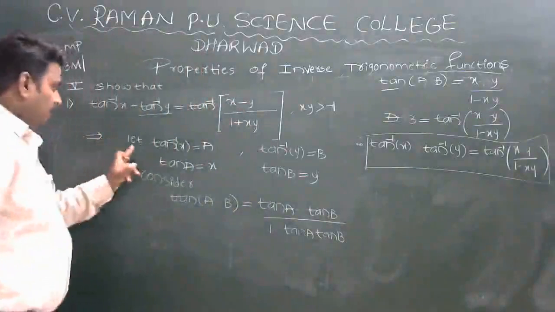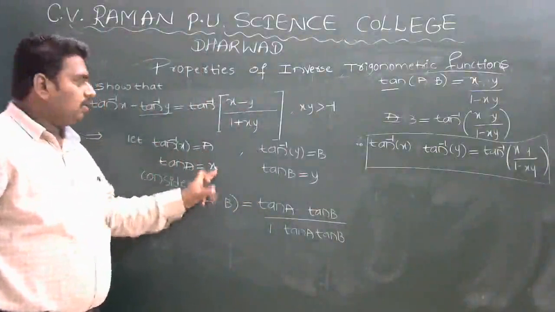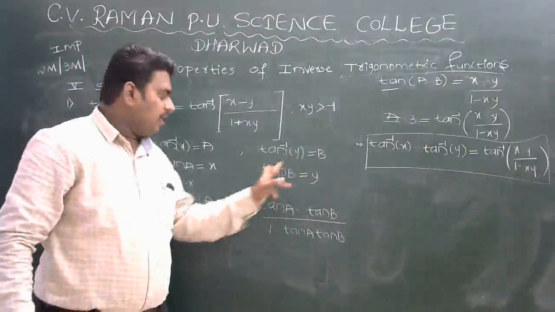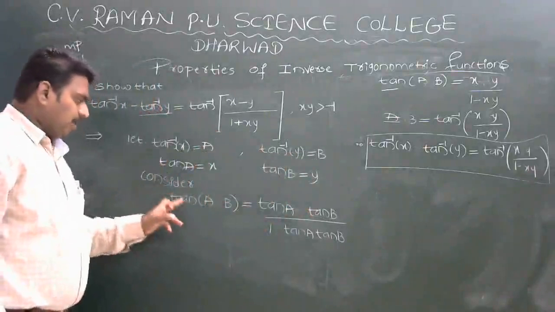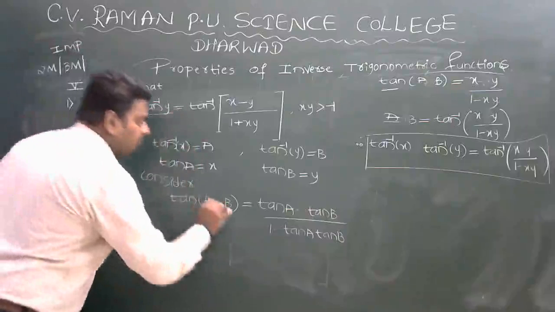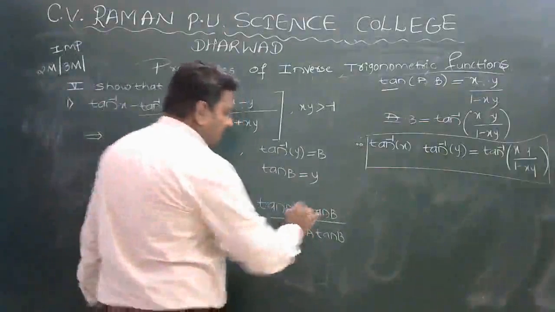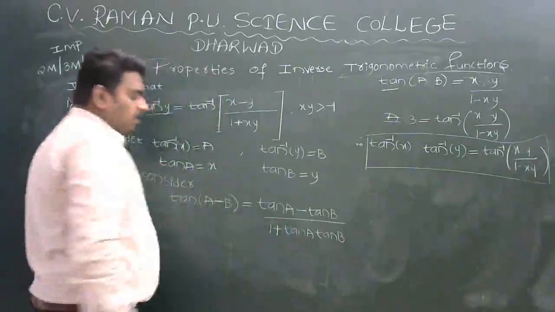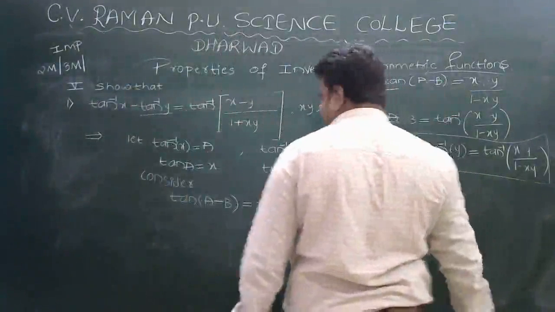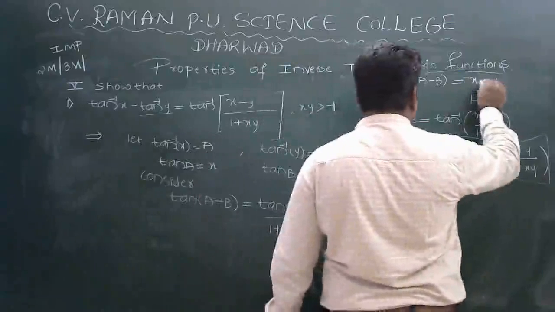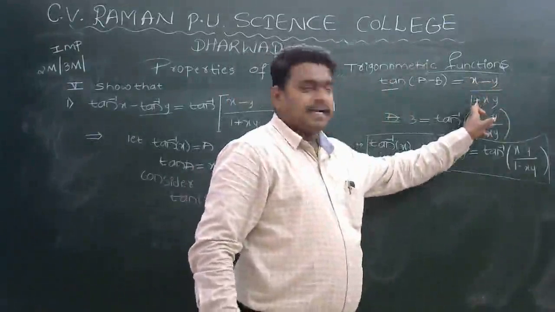See here. Let tan inverse of x equal a. The same thing again: tan a becomes your x. Here tan inverse of y equals b and tan b equals y. Next, consider tan of a minus b, since it is minus here, equals (tan a minus tan b) whole divided by 1 plus tan a into tan b. Just the same procedure, I am just going to change the sign here. x minus y whole divided by 1 plus xy.